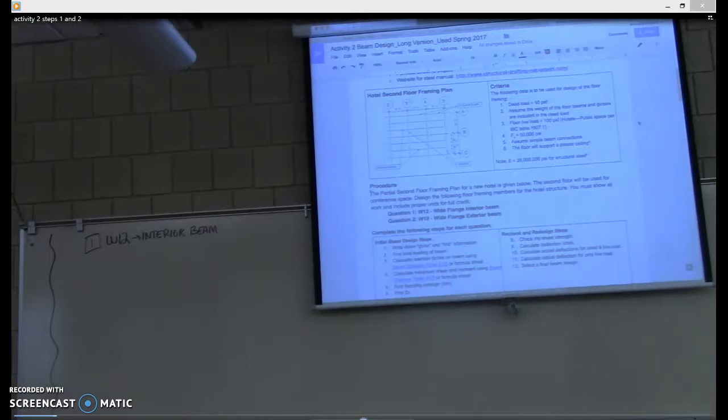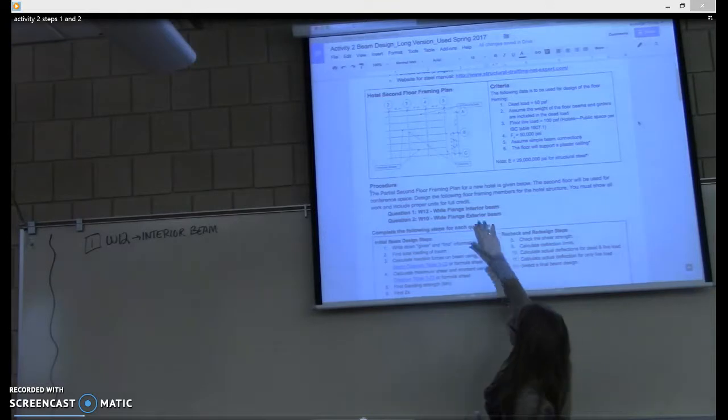The first thing that you have to do is read through all the criteria that is given to you. So we have a dead load of 50 pounds per square foot, a live load of 100 pounds per square foot, Fy is given to you, E is given to you. We know the floor will support a plaster ceiling.